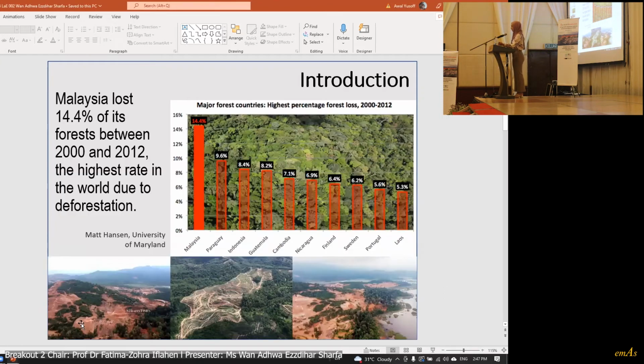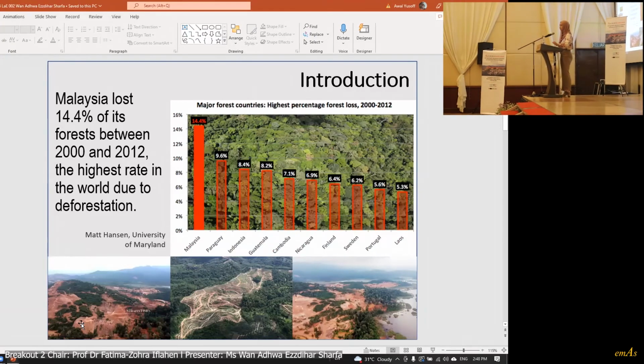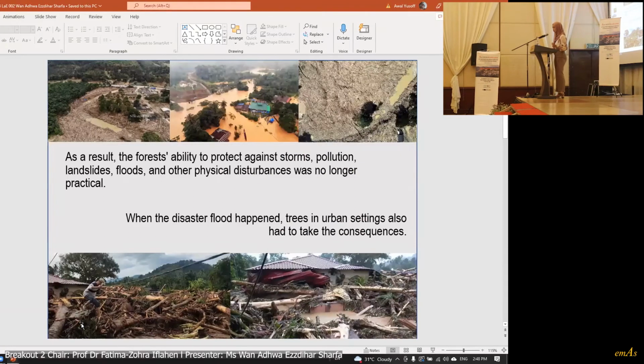Matt Hansen has discovered that Malaysia lost 14.4% of its forests between 2000 and 2012. It is the highest rate in the world due to deforestation. So the forest has lost the ability to protect against natural phenomena such as storms, landslides, and floods. Thus, trees in urban settings also had to face the consequences.